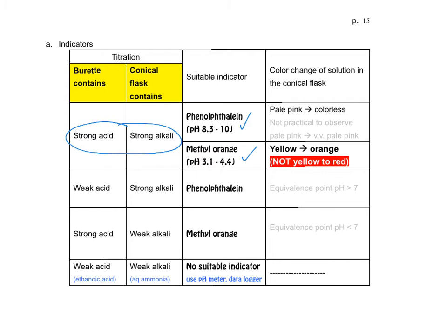For phenolphthalein, the color change is from pale pink to colorless. Originally, the conical flask contained alkali, so the phenolphthalein has a pink color. And when the solution turns colorless, that means the pH has dropped below 8.3, and this is the endpoint, and we have to stop the addition of acid from the burette.